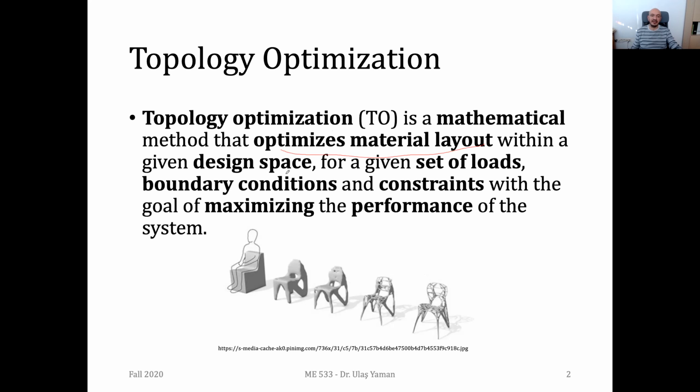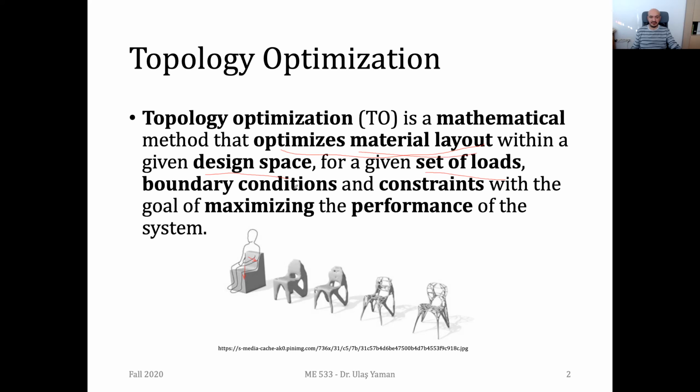So at the beginning, you need to define a design space, and you need to define the loads, the direction of the loads, the amount of the loads. For instance, for this chair, we have some loads here, and also some loads on the back side, and we need to provide some values for these loads, and then our algorithm will work on these and try to optimize this material layout.